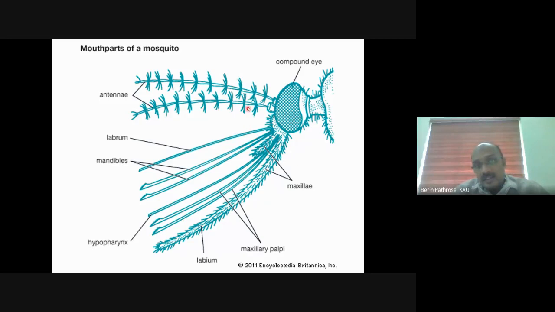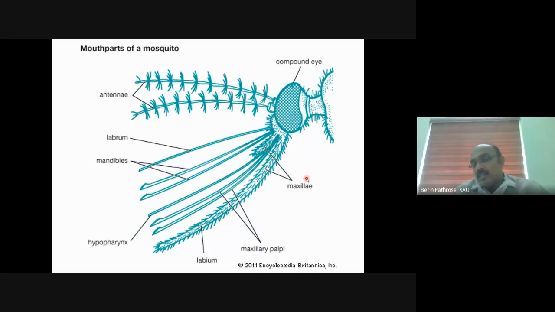I will repeat again. These two are the antennae. Remember, we have discussed plumose and pilose antennae. So mosquitoes have those kinds of antennae. This is labrum epipharynx, two mandibles, two maxillae, hypopharynx, and this is the labium which forms the proboscis. It is grooved. It receives all the stylets except this labrum, and this is the maxillary palpi.